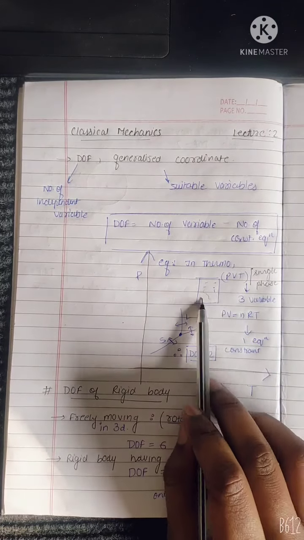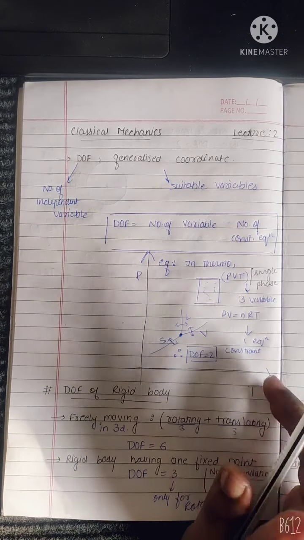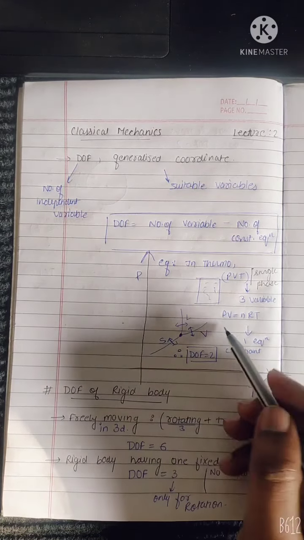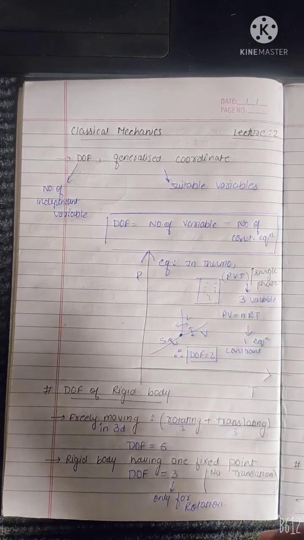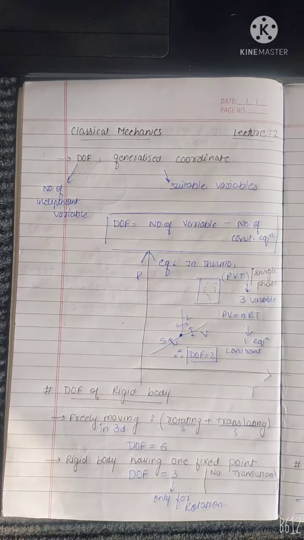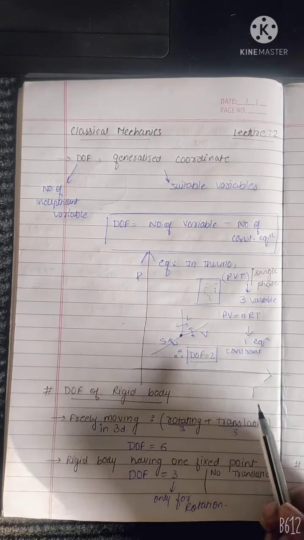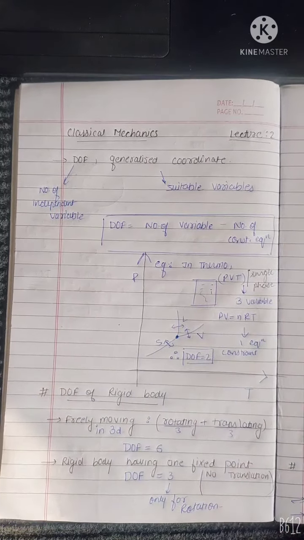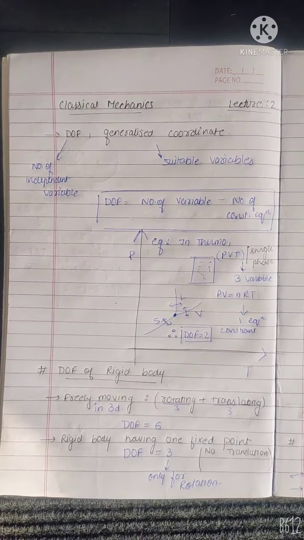In a thermodynamic system, in one state we look out for P, V and T, 3 variables, correct? But when we establish the relation PV equals nRT, this one equation is the constraint equation, which means the degree of freedom of the system will be 3 minus 1, that is 2. Now the next thing we discuss here is the degree of freedom of rigid bodies.